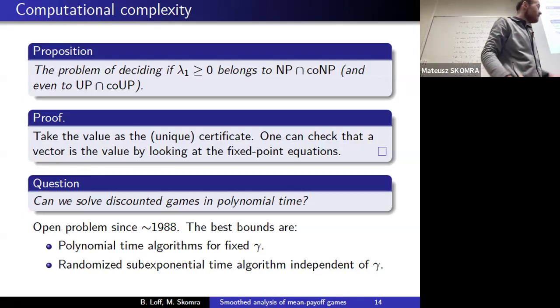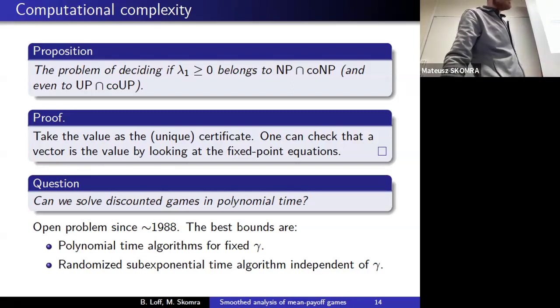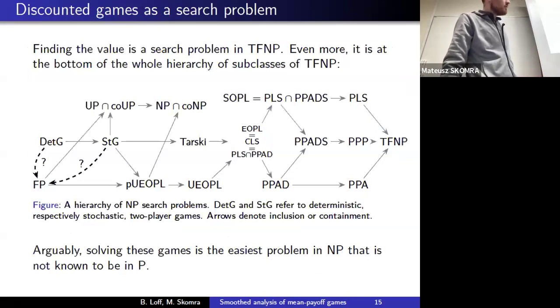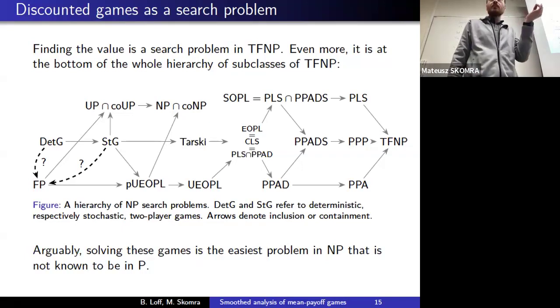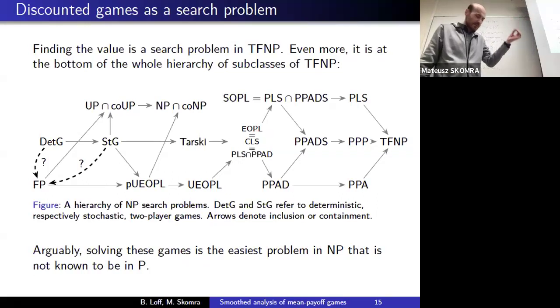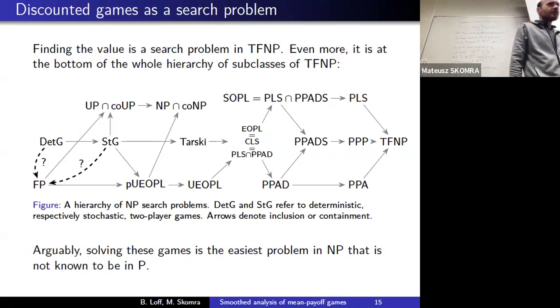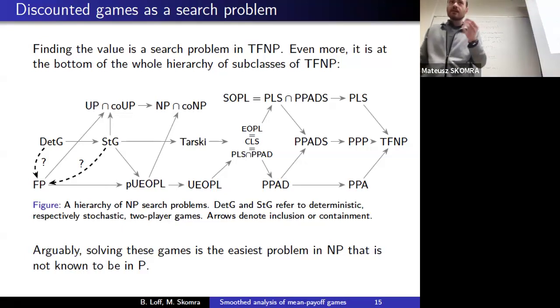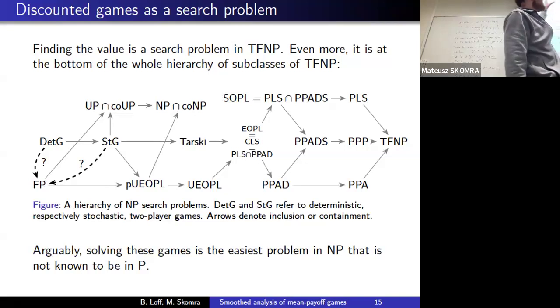Okay, so this is the best we can do. So already we know that this decision problem belongs to NP and co-UP. But also we can say, well, it's a problem about finding a fixed point. So there is this class of search problems in NP, TFNP, right? These are the problems where people are interested in finding fixed points of Brouwer maps or things like that, like Nash equilibria and so on. So people came up with a whole stratification of this class of search problems. So we have a lot of classes, PPA, PPAD, CLS, UEOPL, and so on and so forth. And it turns out that this problem of solving games belongs to all of them.